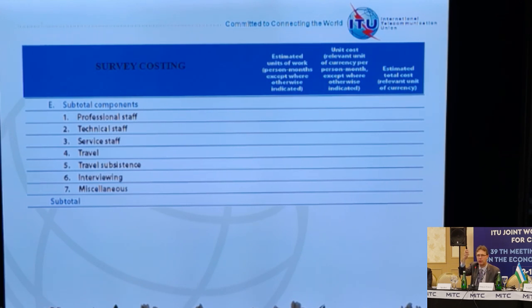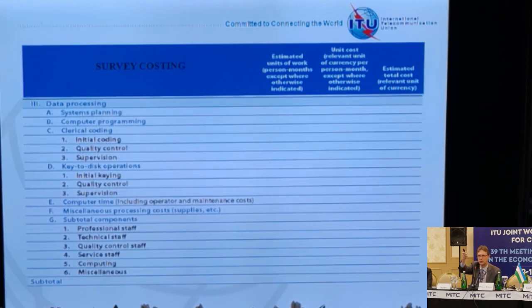Then we go to the data processing part. So the system planning, the programming, the coding, the key to disk operations. This shows you how old this is. That was transferring it into a database. Of course, we have more modern ways of doing that now. But the idea remains the same.